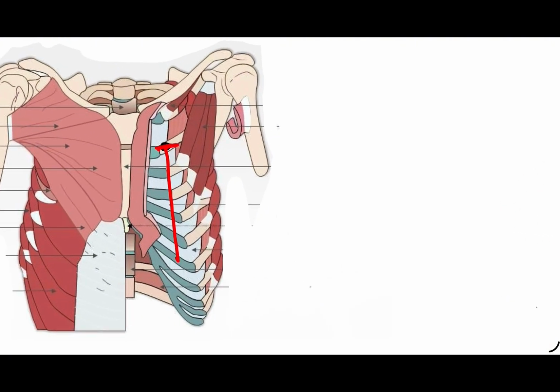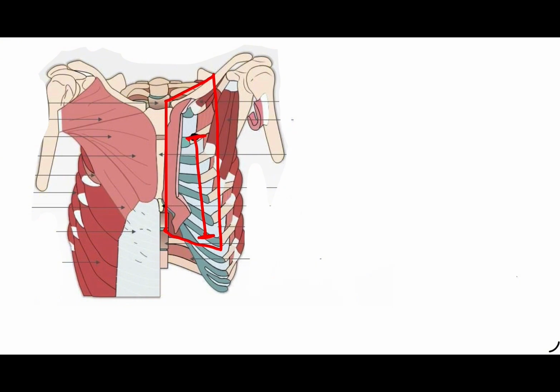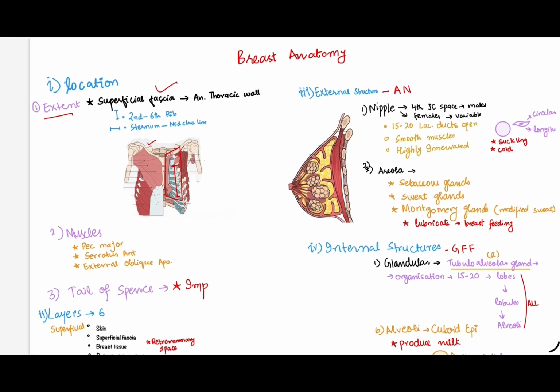Vertically, it's the second to sixth rib, and horizontally from the lateral part of the sternum to the mid clavicular line, like this. This is the whole area of a breast. The same goes on the other side.